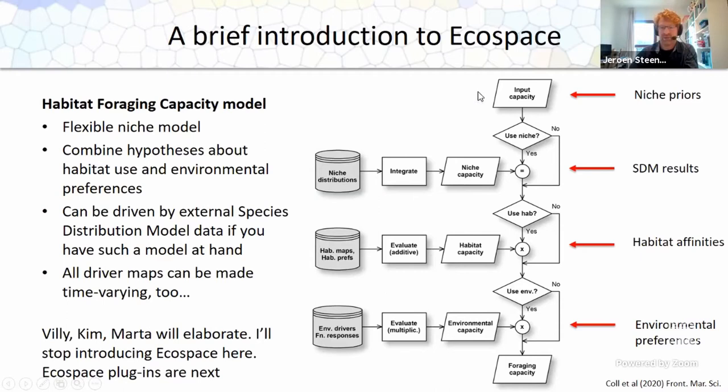You can, for instance, obtain this from a species distribution model. It's like, listen, my species distribution model output goes here, and don't do anything else, Ecospace, just use this. That's kind of cool. These niche maps can also change over time. And you can then further augment the system by including habitat preferences and environmental sensitivities. So this gives you a lot of bandwidth to play with in determining where the species can be. So Villy, Kim, and Marta will talk much more about this in the weeks to come. So I'll stop here. Let's go back to plugins.